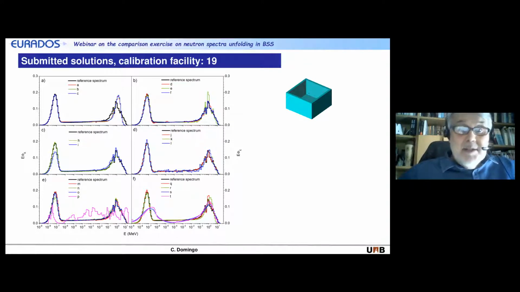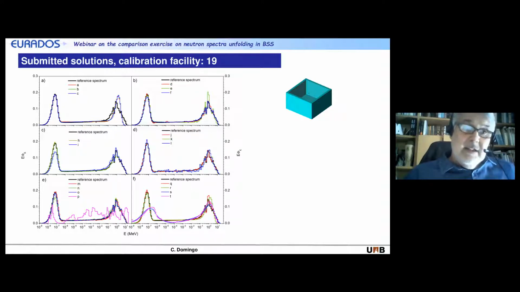Now, next problem, calibration facility. Here we see in the middle spectra and the top right spectra that they quite agree with the reference spectrum. And this is probably because the information that was given in this problem was sufficient to make a very accurate simulation. So a good starting spectrum was found by many of the participants, and then the unfolding process was quite straightforward.